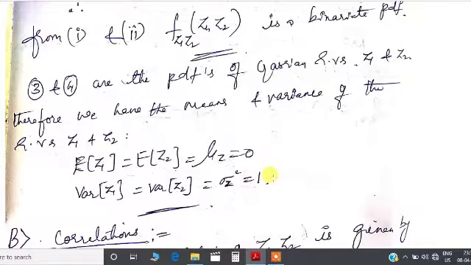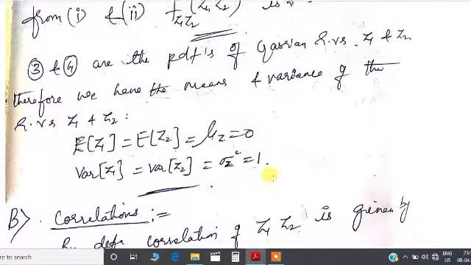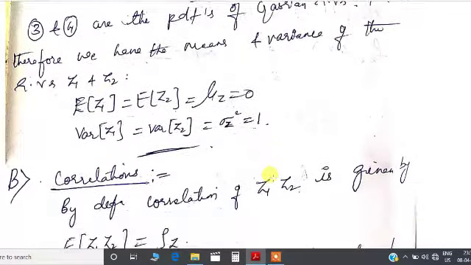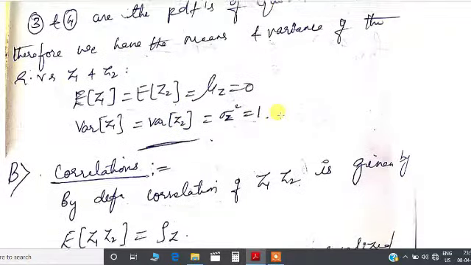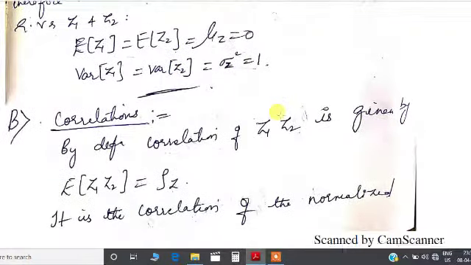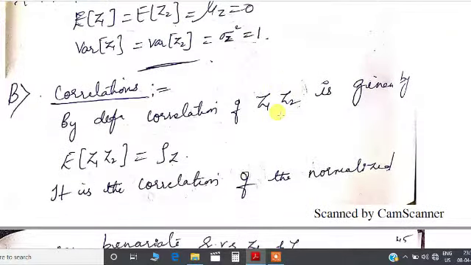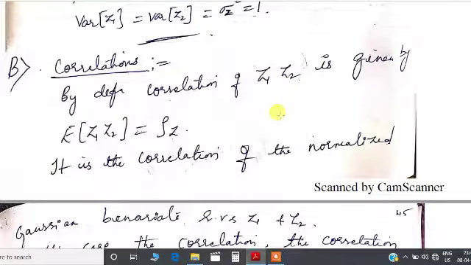Now let us discuss the correlations of the Gaussian normalized bivariate random variables. By definition, the correlation of Z1 and Z2 is given by the expectation of Z1 Z2, which is equal to rho Z. Already we know this. It is called the correlation of normalized Gaussian bivariate random variables. You can prove this with the help of the PDF.